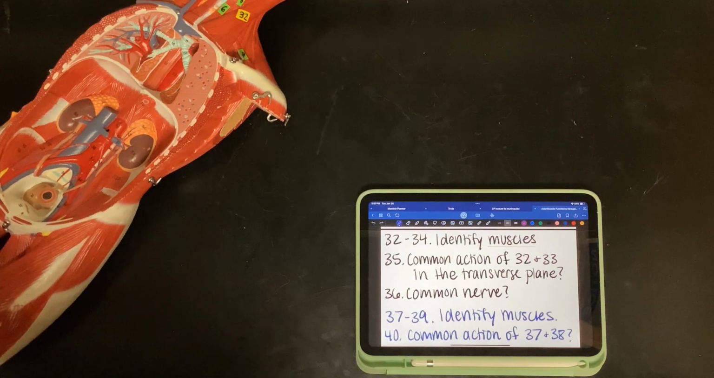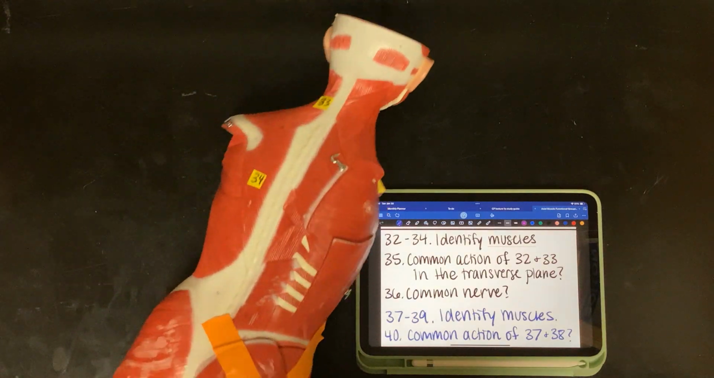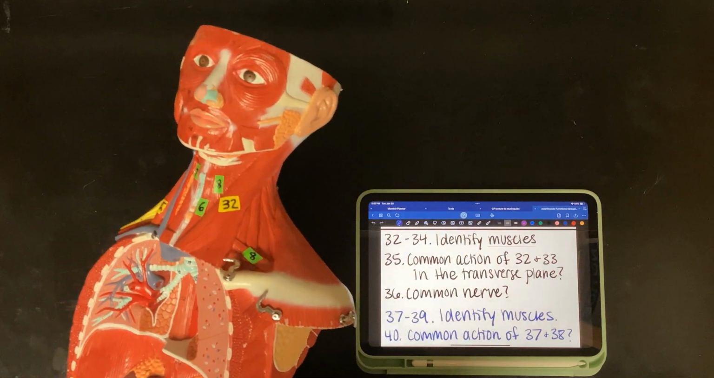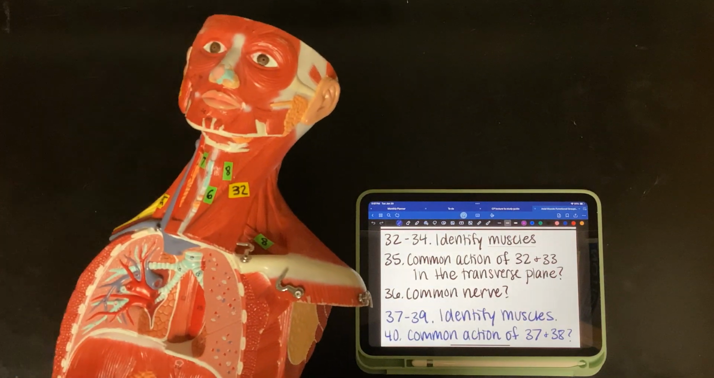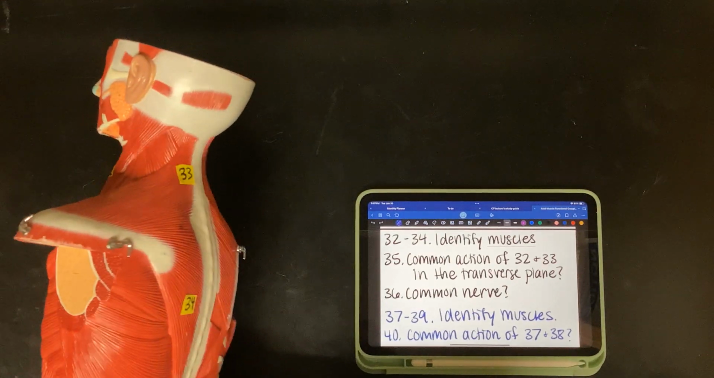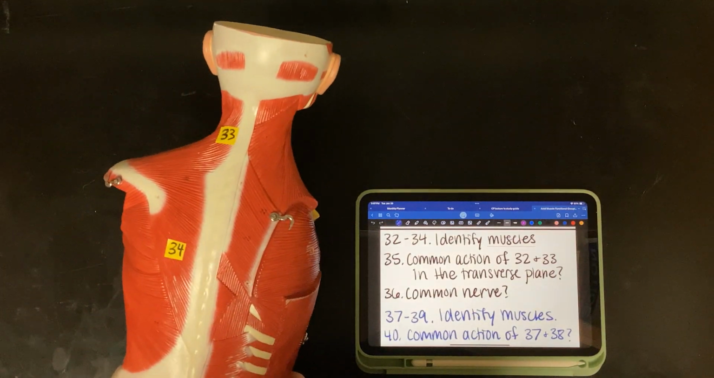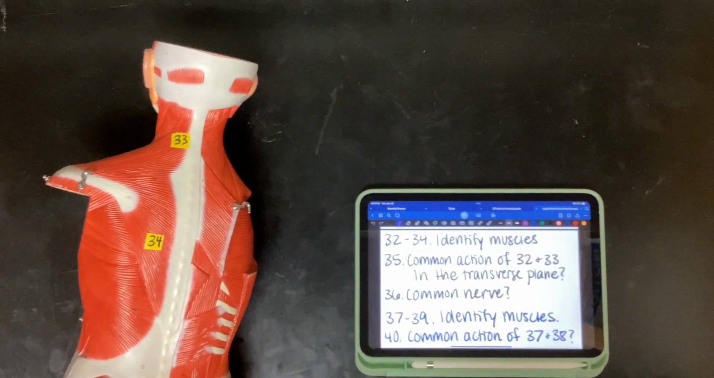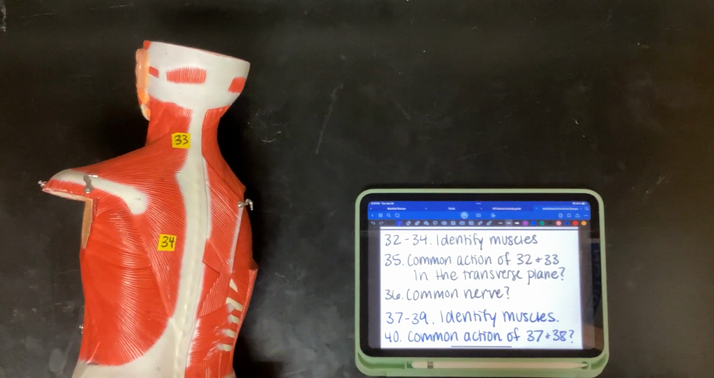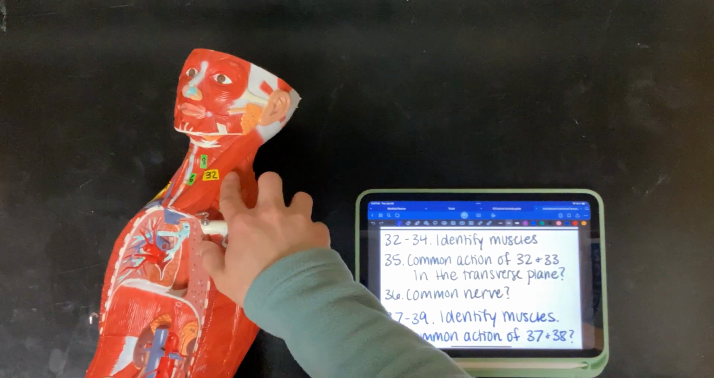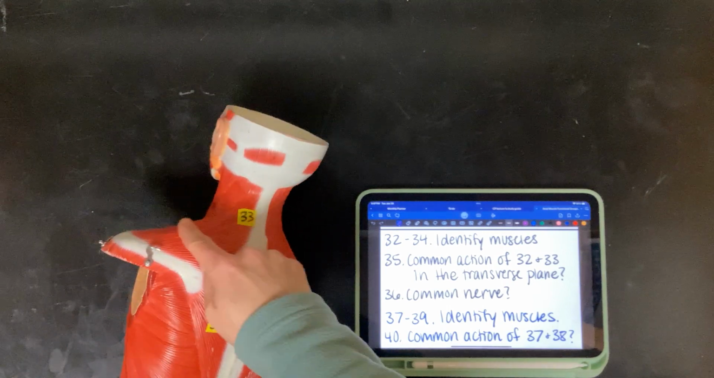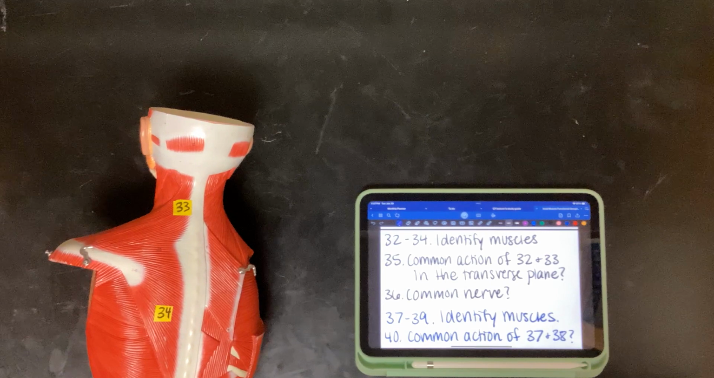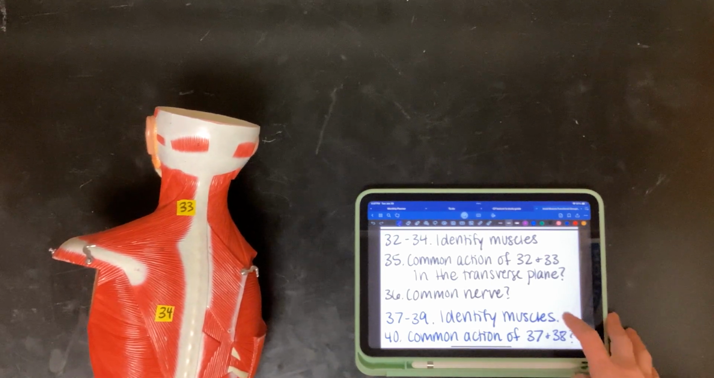Alright, going back to the other model for 32, 33, and 34, we have 32 in yellow. And then 33 and 34. 35, what is the common action of 32 and 33? So 32 and 33, specifically in the transverse plane. And what is their common nerve?